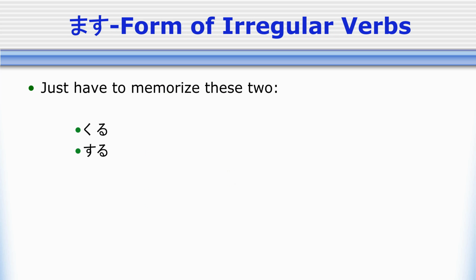For our irregular verbs, these are the ones that we just have to memorize. Thankfully, once again, there's only the 2. So kuru, we change to kimasu, and suru, we change to shimasu. So this is just a straight up change that we just have to remember.